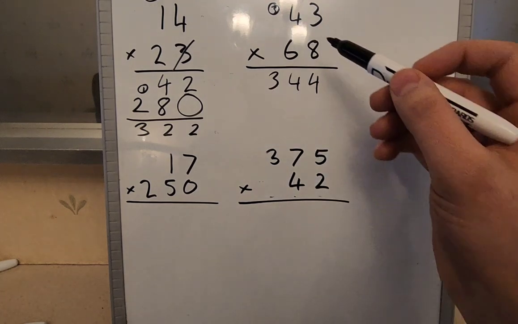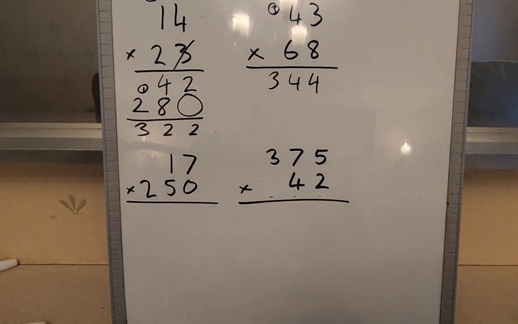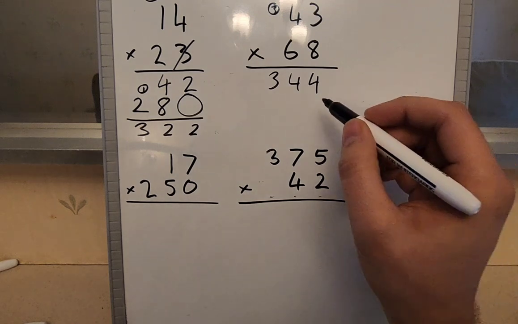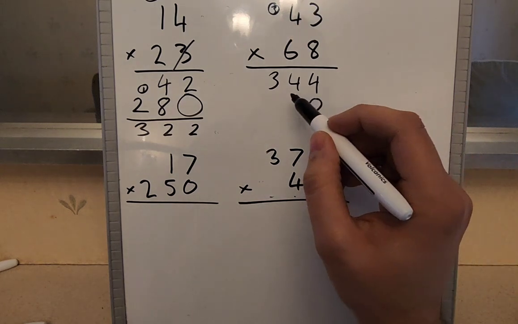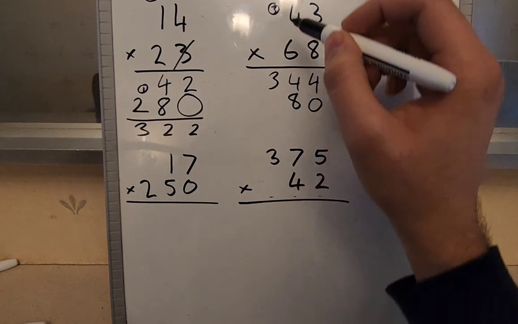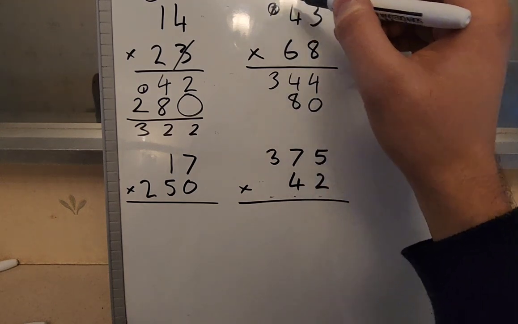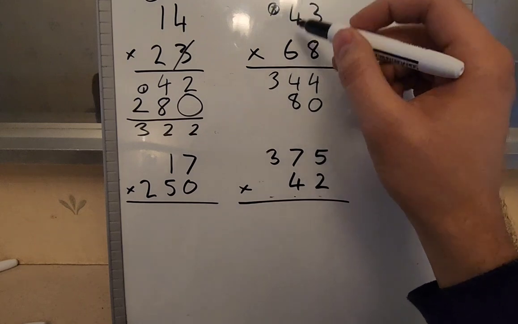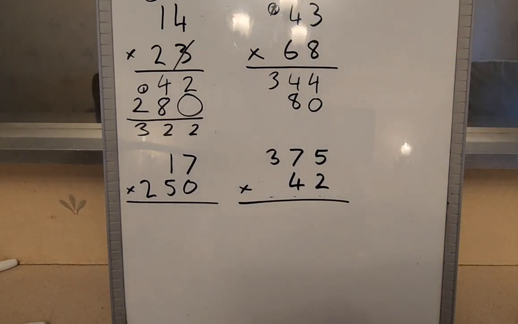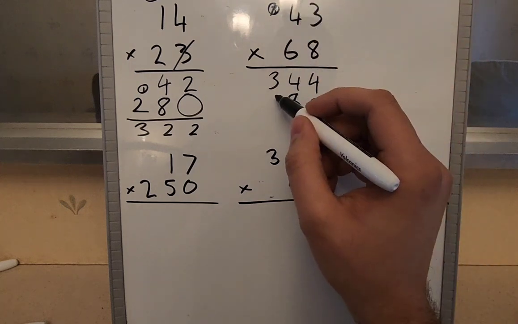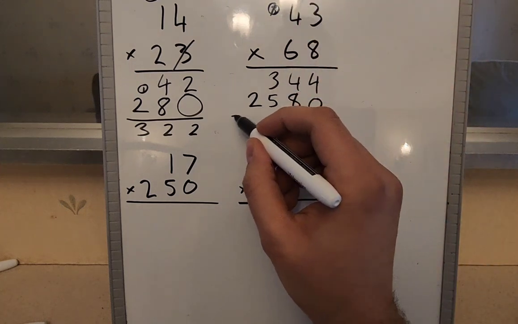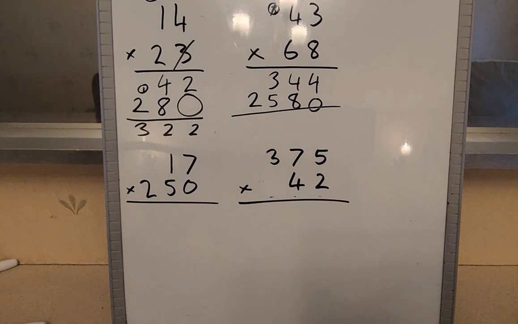So 6 times 3, remember we've got to fill this space here with a 0. 6 times 3 is going to be 18. We carry, let's cross these out. We carry the 1 over here. 6 times 4 is going to be 24. 4 and 1 is 5. Carry the 2. There we go. Now we can go ahead and add these up.